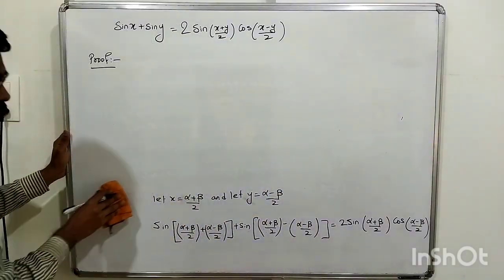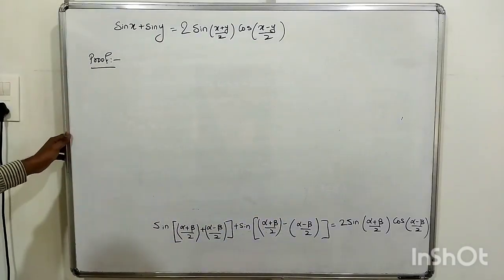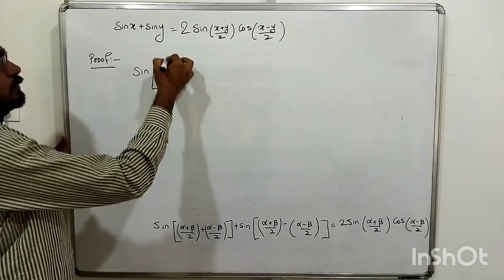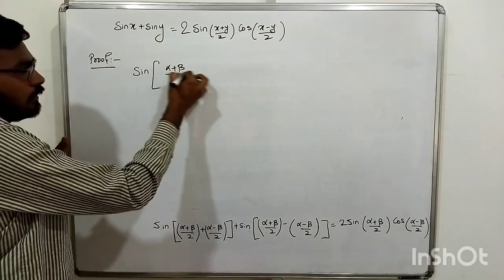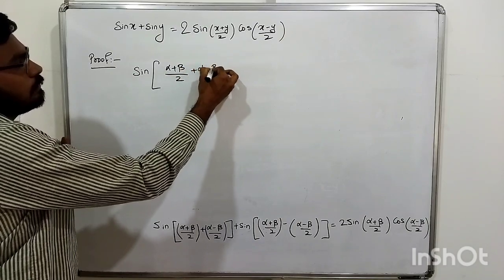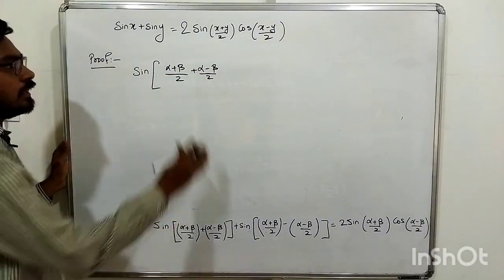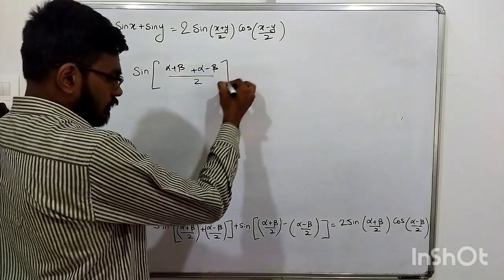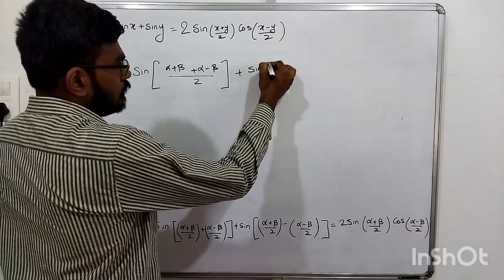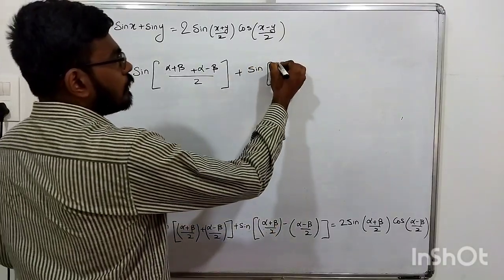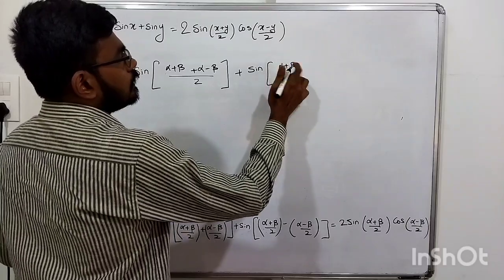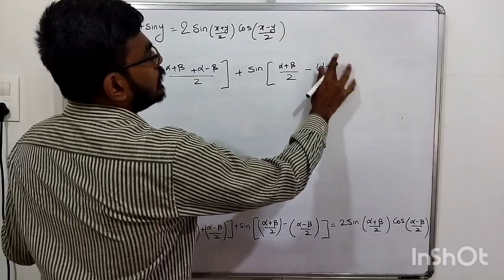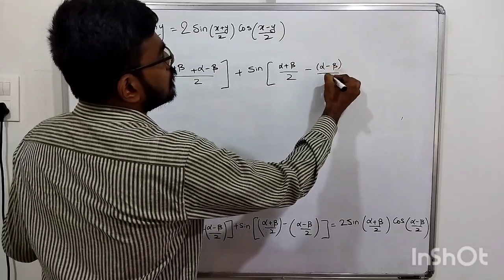Okay, so we reached here. So this becomes sin of alpha plus beta upon 2 plus alpha minus beta upon 2. So the denominator we can take common, correct? Like this, and plus sin of alpha plus beta upon 2 minus alpha minus beta upon 2. Again here we can take the denominator common, correct?